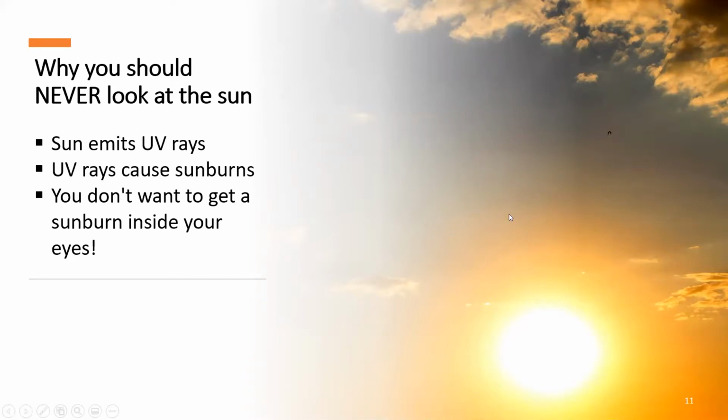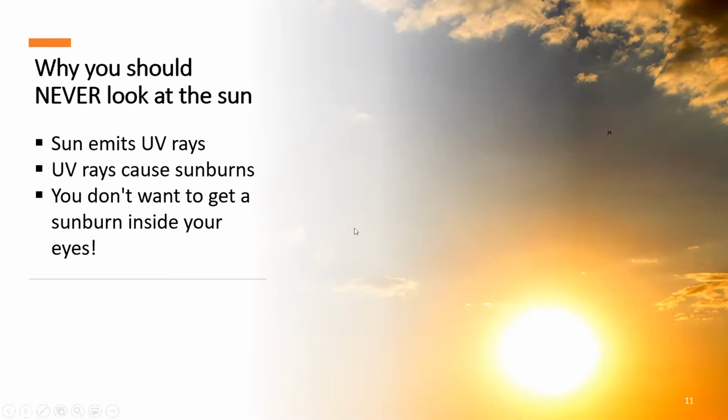And the sun emits all sorts of radiation in the electromagnetic spectrum, ranging all the way from the highest energy radiation all the way to the lowest energy radiation. We call this a black body radiator.